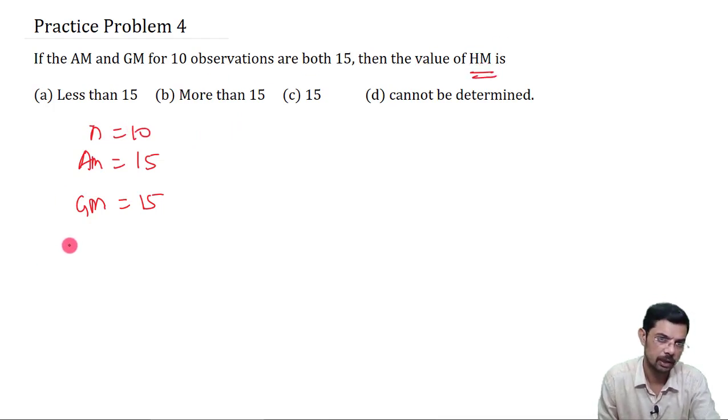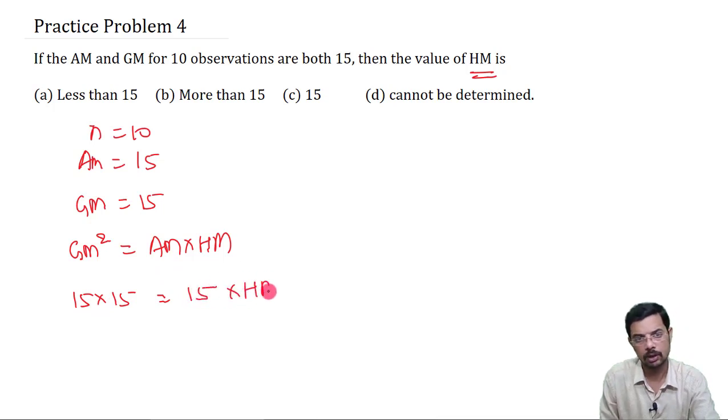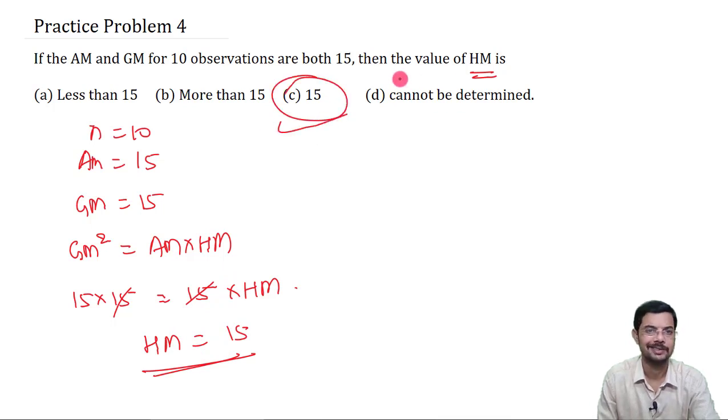We know that GM square is equal to AM into HM. So what is GM square? It is 15 into 15. That will be AM, which is also 15, into the harmonic mean. So 15 can be cancelled and the harmonic mean will be equal to 15. So the answer is 15, option C. So we have this much for this problem.